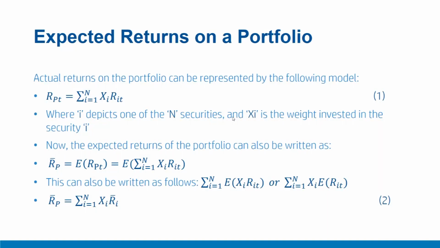Portfolio construction recap 1. In this video, we'll discuss the expected return, risk, and correlation structure for a multi-security portfolio. The actual return on a portfolio of assets for any given period is the weighted average of the actual return on the individual securities for that given period. The weights are the fraction of the portfolio invested in securities.